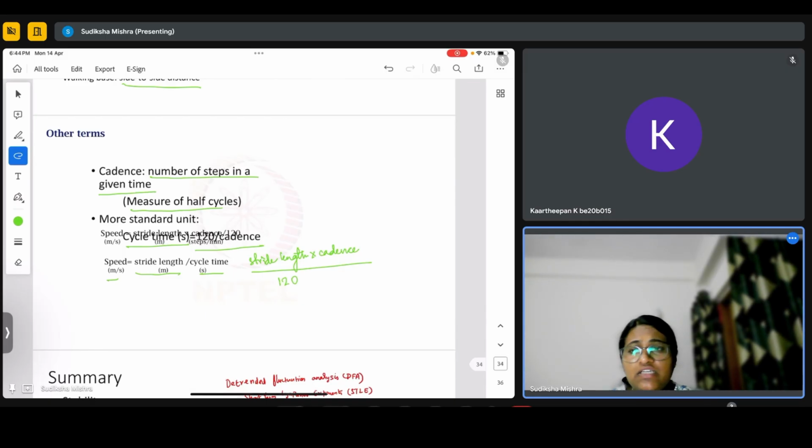So these are all the measures that can be used.